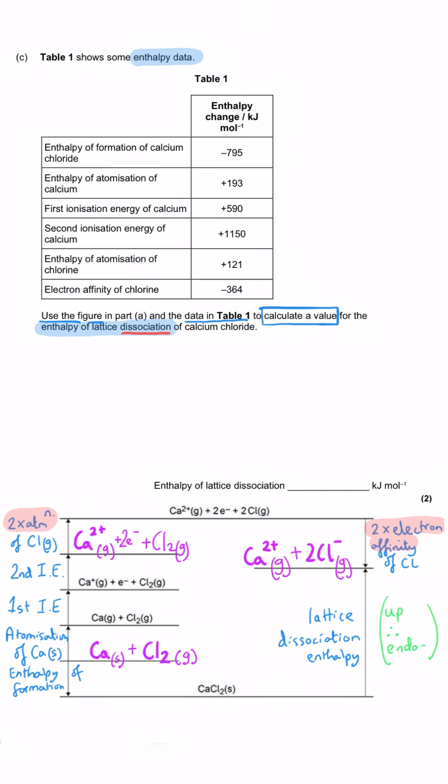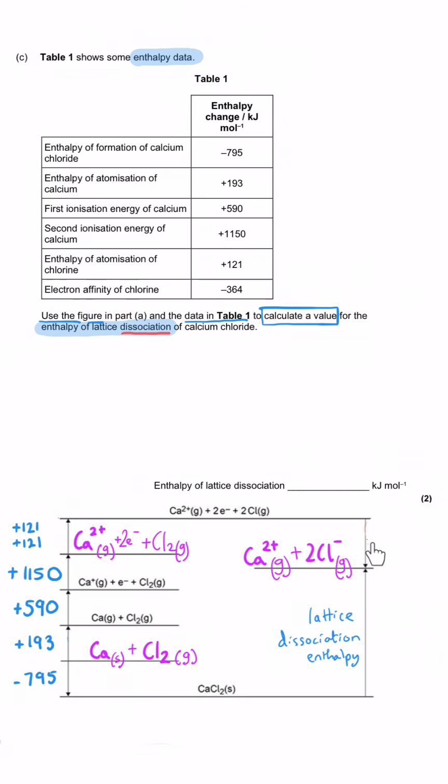The first way is to add all of these values from the data table to your Born-Haber cycle that you were looking at in the previous question. So we've got the enthalpy of formation minus 795. That will go here. The enthalpy of atomization of calcium should be added in next. Then the first ionization energy, then the second ionization energy, then 2 lots of the atomization of chlorine, don't forget. So that's 121 multiplied by 2. And then 2 lots of the electron affinity of chlorine, so minus 364 multiplied by 2.